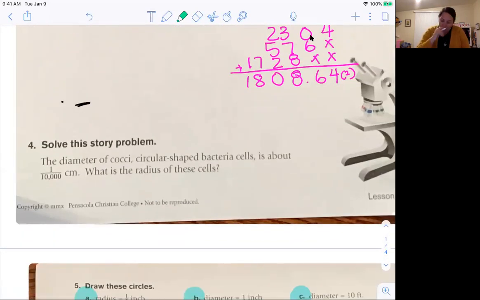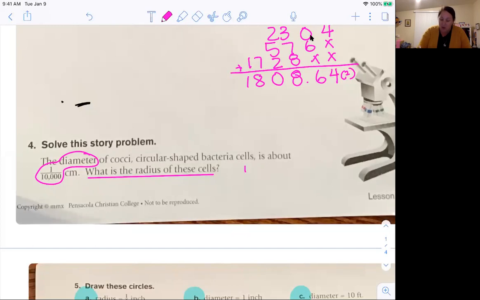Number 4, we have the diameter of Kokai, I believe I'm saying that right, or Kochi, I don't know how to say that, circular shaped bacteria cells is about 1/10,000th of a centimeter. What is the radius of it? Well, let's look. Our question is, what is the radius of these cells? And we know the diameter is 1/10,000th. Well, if we have a diameter, how do you find radius? If you said divide by 2, awesome job.